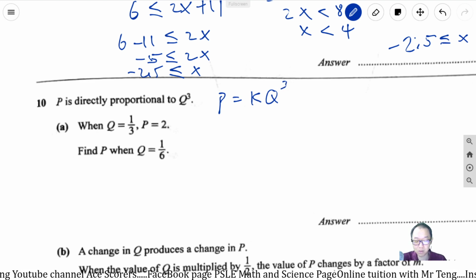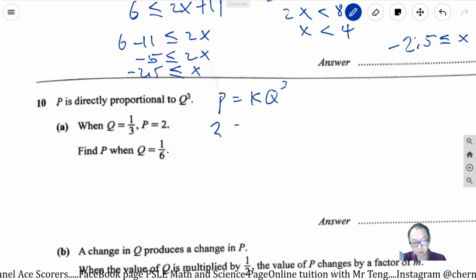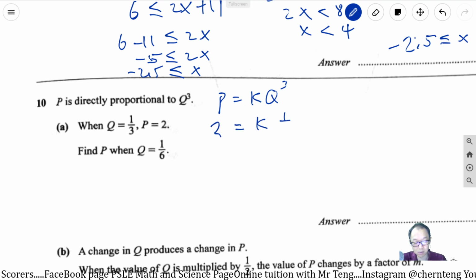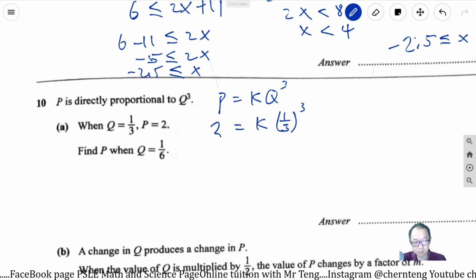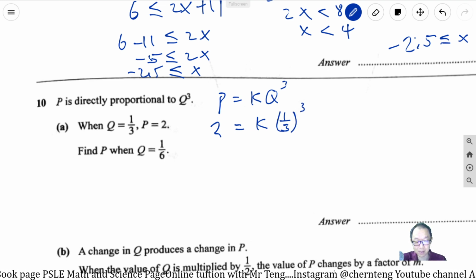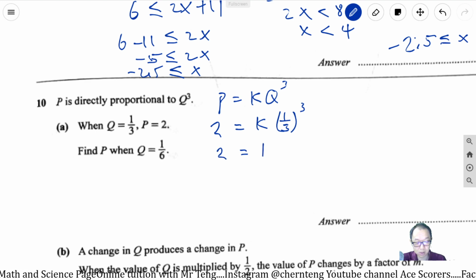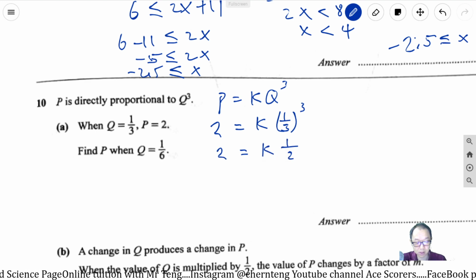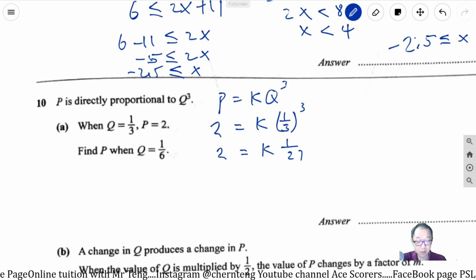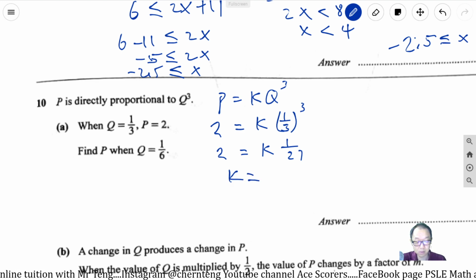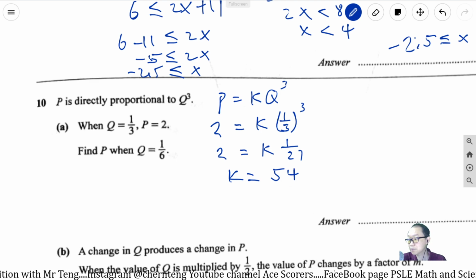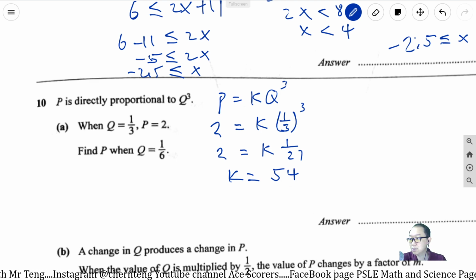So when Q equals 1/3, P equals 2. So 2 equals K times (1/3) cubed, and I want to find K. 2 equals K times 1/27. Okay? So K equals 54. That is the value of K.